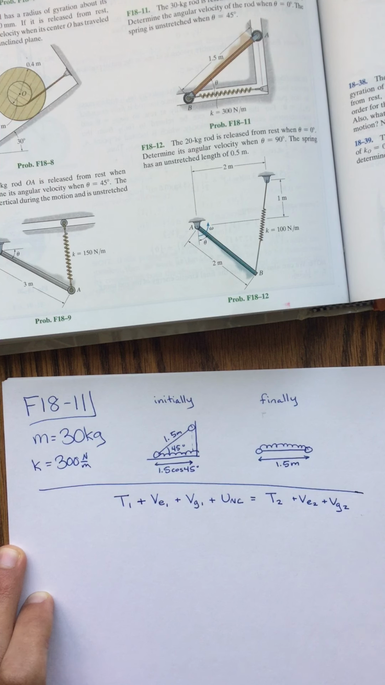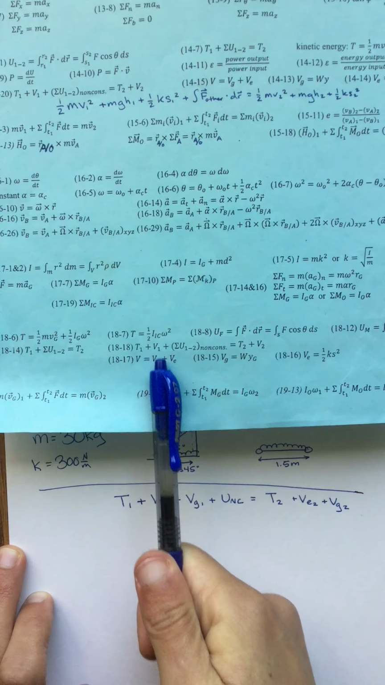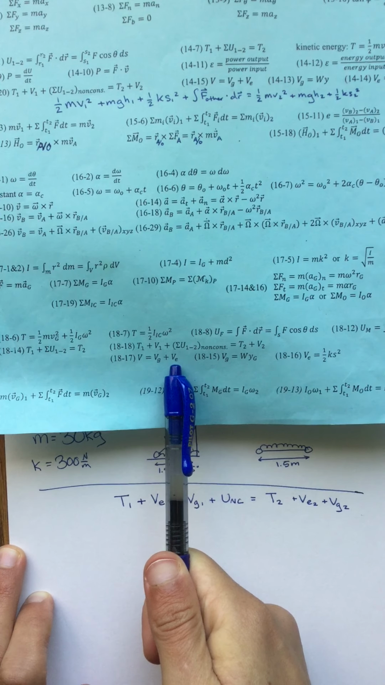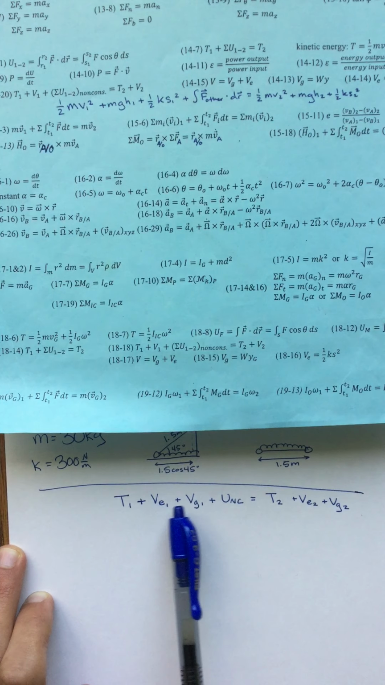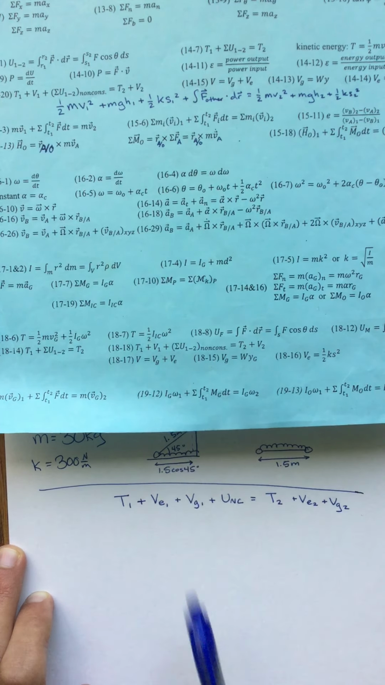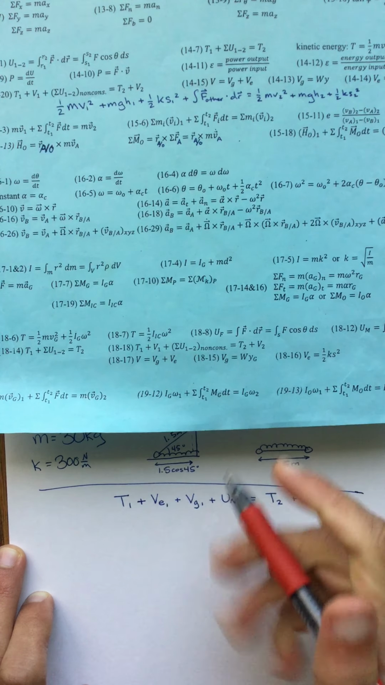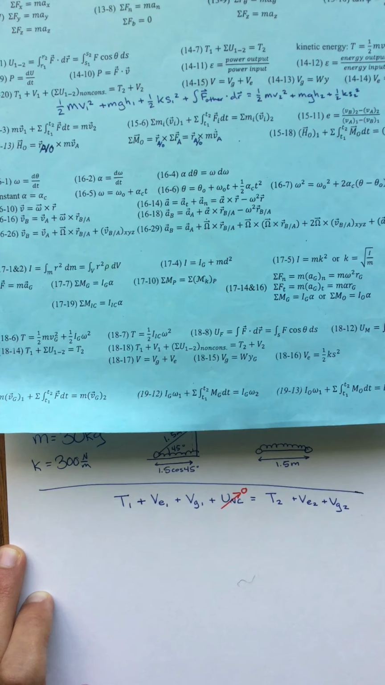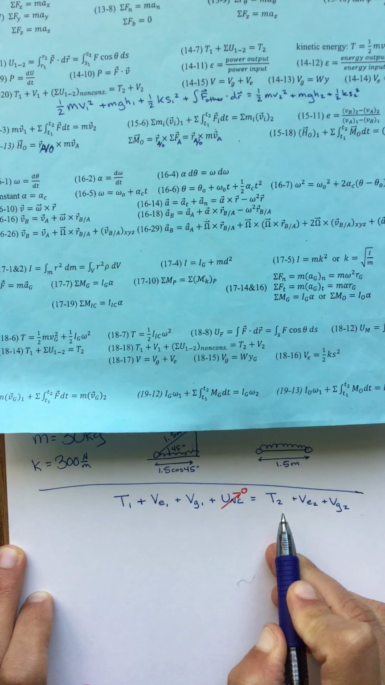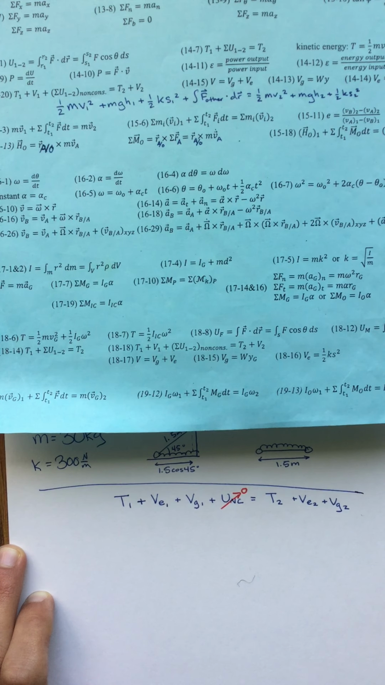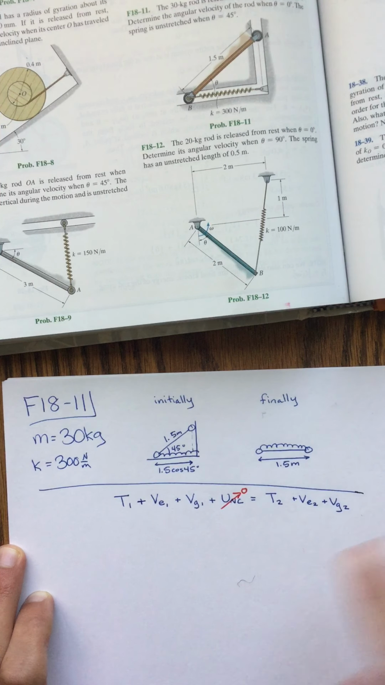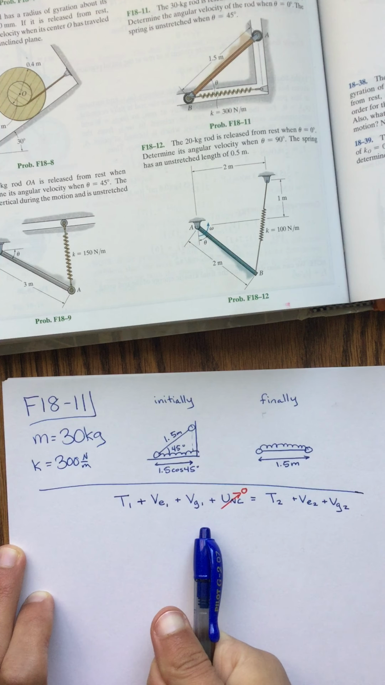And I have my equation here, which is equation 18-18, but written a little bit differently. So remember, the potential that we have here is gravitational potential energy plus elastic potential energy. So it's initial kinetic energy plus elastic potential energy and gravitational potential energy plus the work done by non-conservative forces, which in this problem is equal to 0. And then we have final kinetic energy, and then we have final elastic and gravitational potential energy. So we need to figure out the values for everything in our equation here.